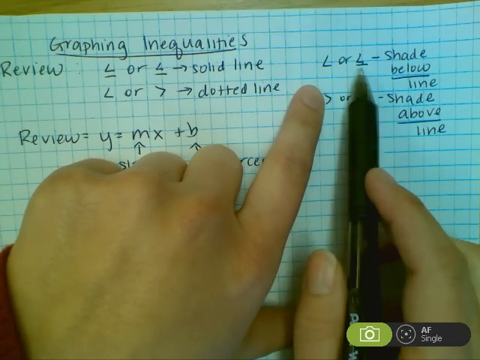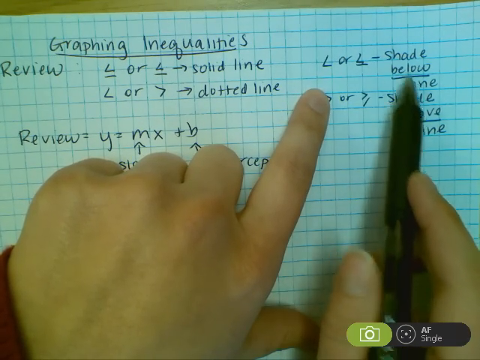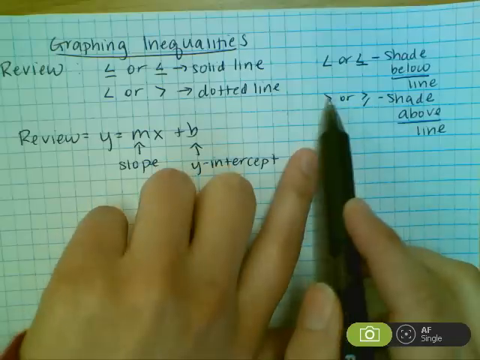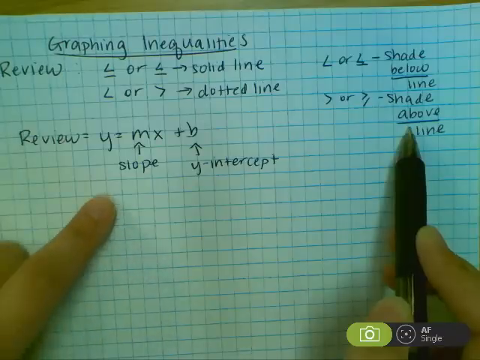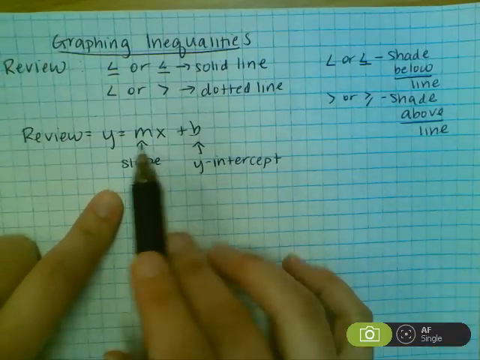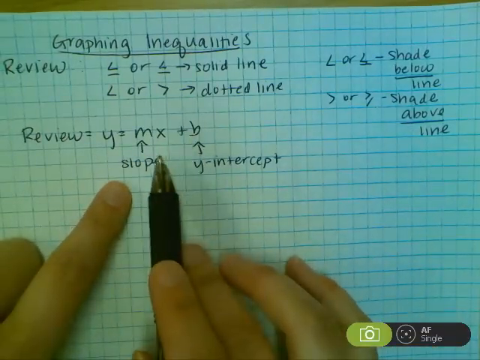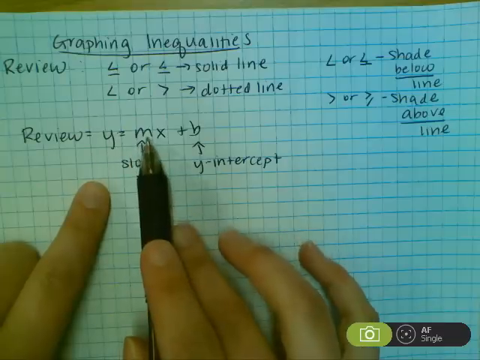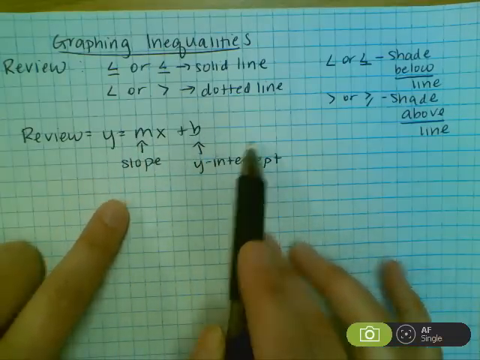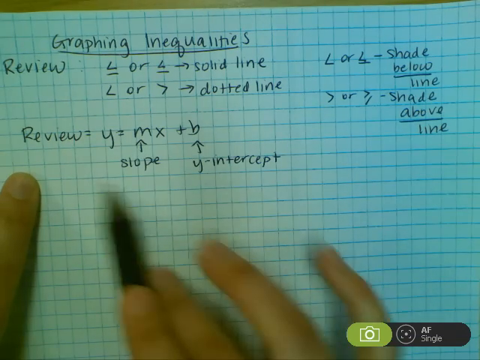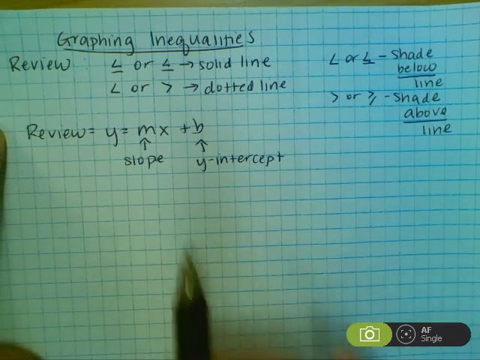Whenever you have a less than or equal to, you're going to shade below the line. Whenever you have a greater than or equal to, shade above the line. Also remember that when we're graphing lines, our equation for graphing is y equals mx plus b, where m is the slope and b is the y-intercept. You cannot graph unless your line is already in that form.